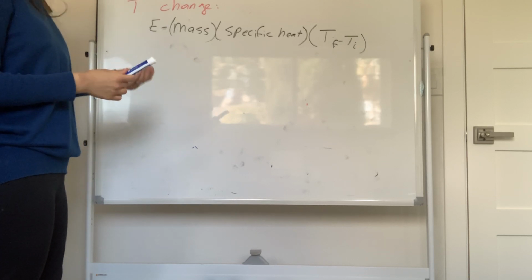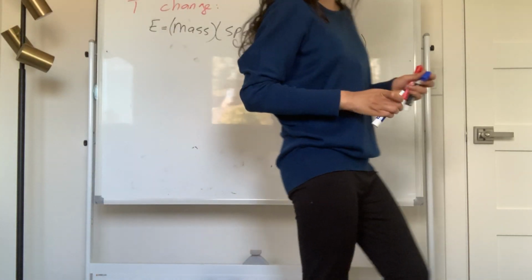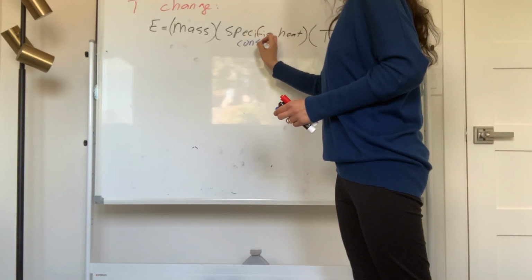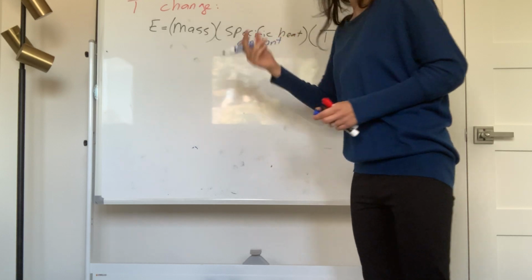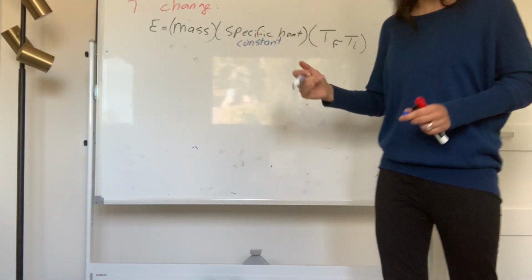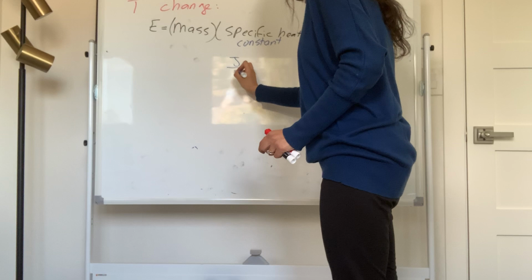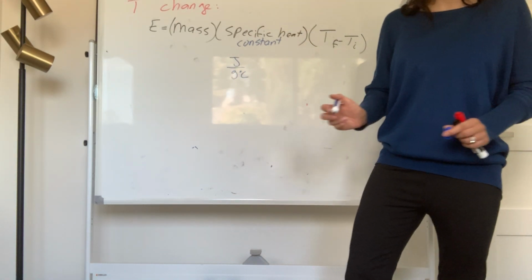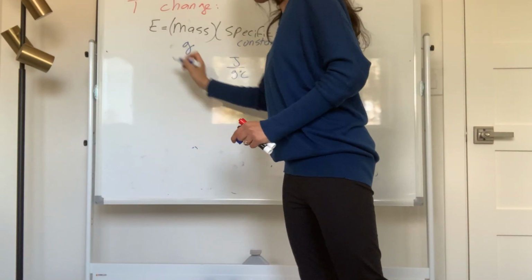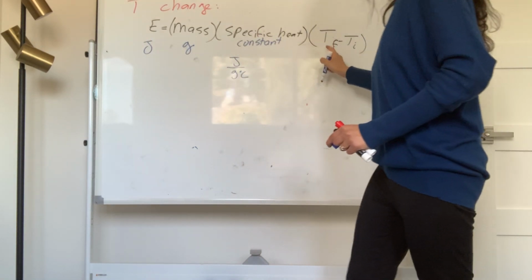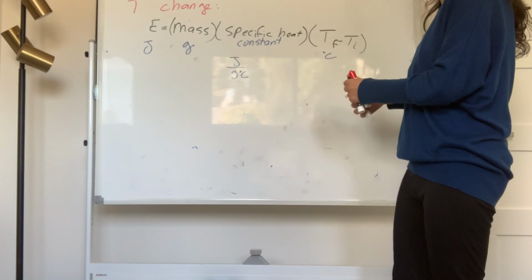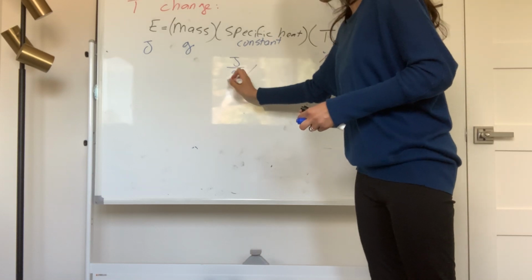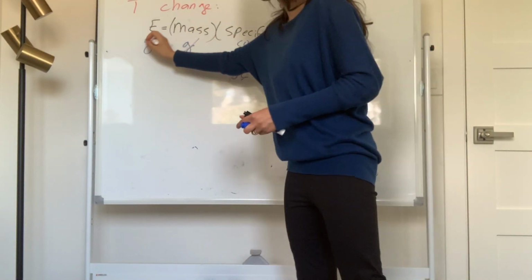Now, specific heat is a constant that I will talk about in a second. And the constant will dictate your unit, right? Usually, they're in joules over gram degrees Celsius. If that's the case, then the mass has to be in grams, the energy will be in joules, and the temperature will be in degrees Celsius, right? Because in that case, the degrees Celsius can cancel out, the grams can cancel out, and I end up with joules.